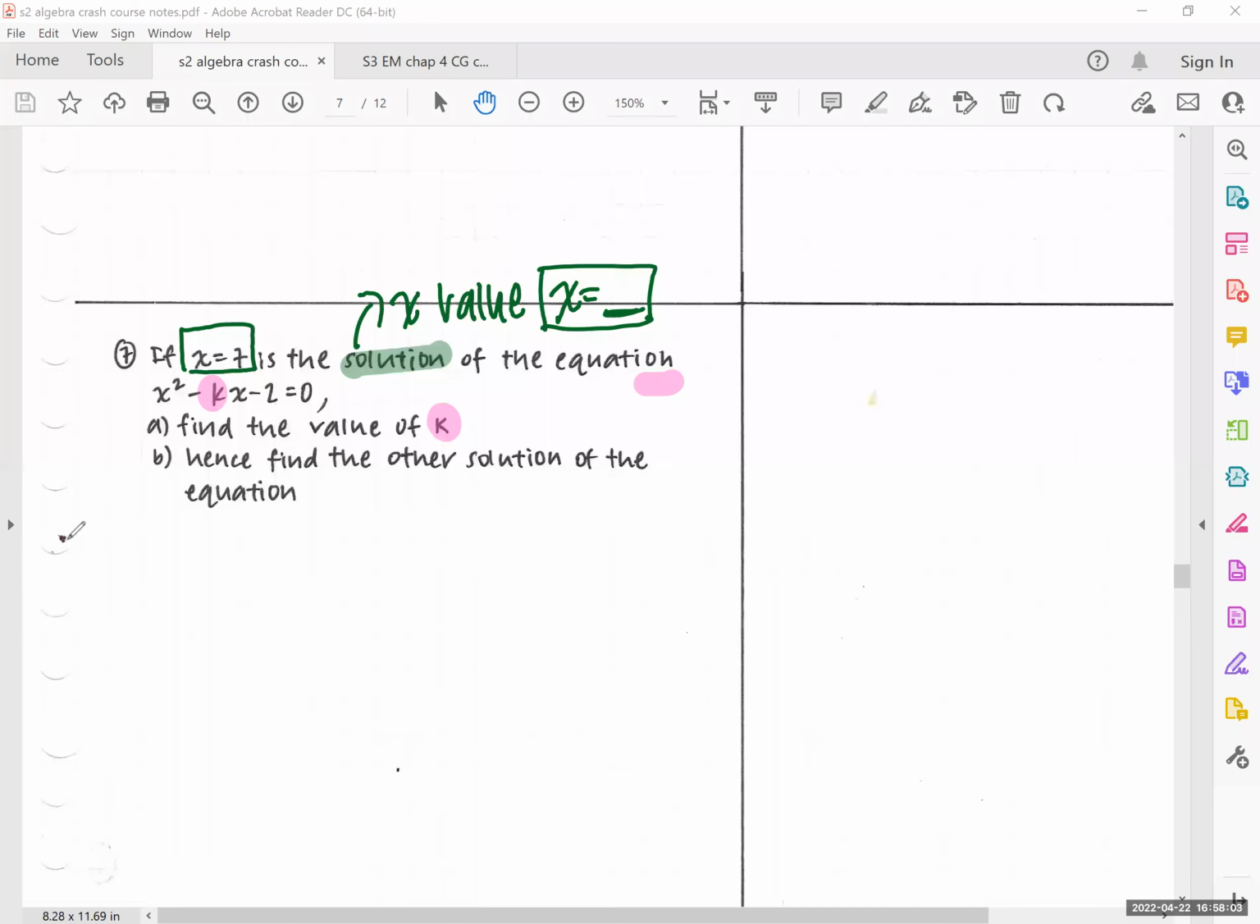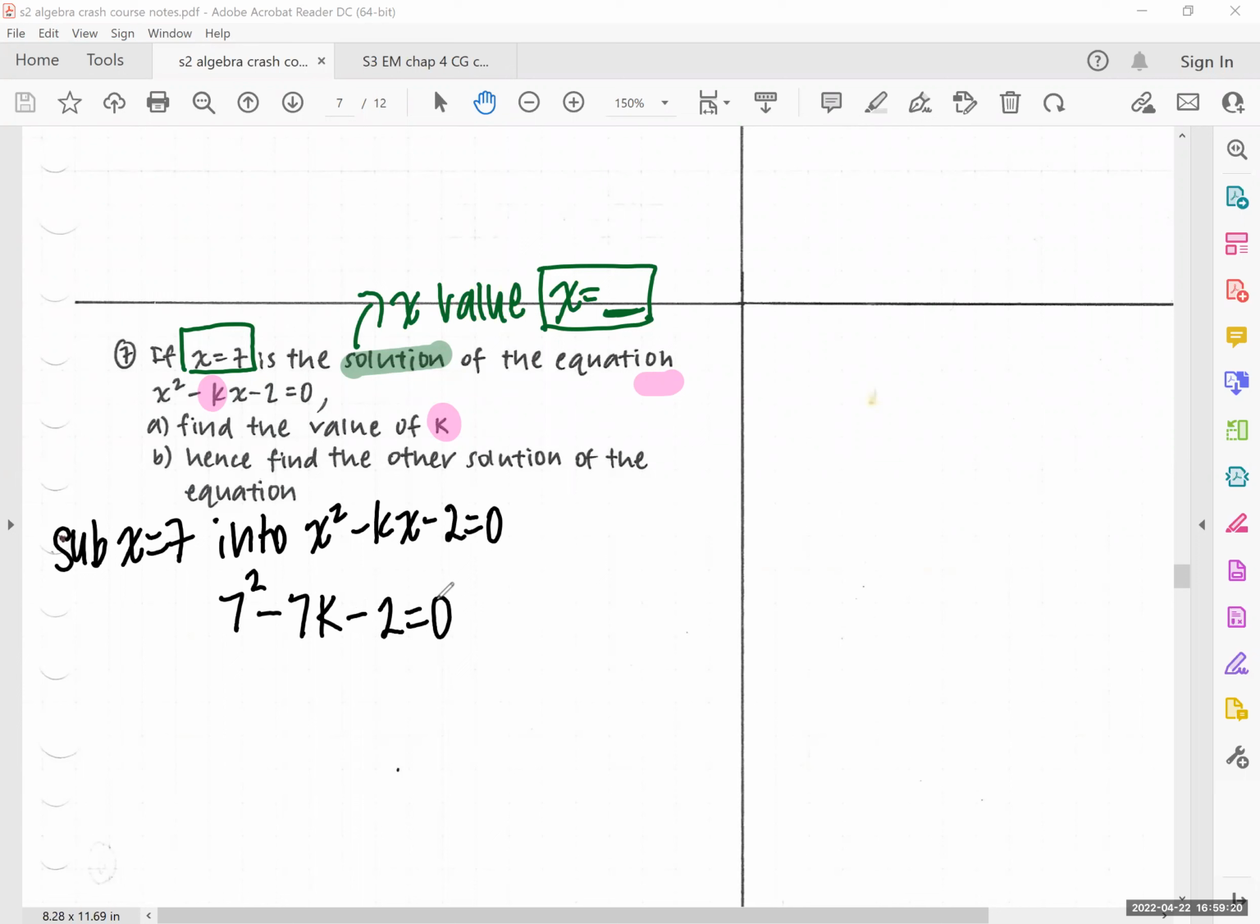So what do we have to sub? x equal to 7. So we sub x equal to 7 into where? Into x squared minus kx minus 2 equals 0. Okay, so from here, what do we have? 7 squared minus 7k minus 2 equals 0. And what is 7 squared? 49. So 49 minus 7k minus 2 is 0.